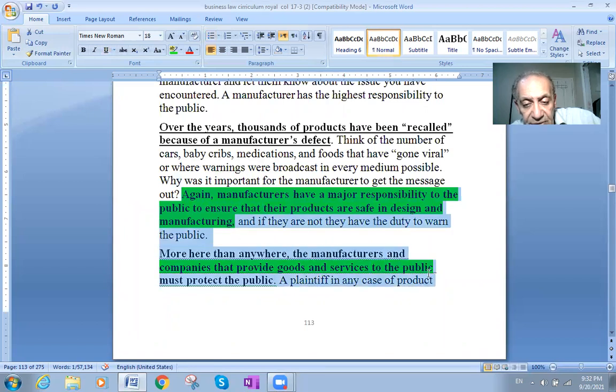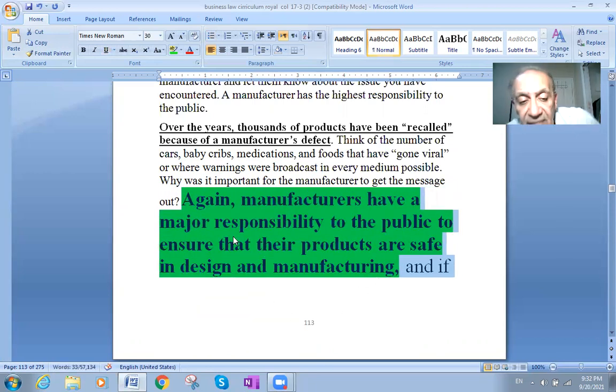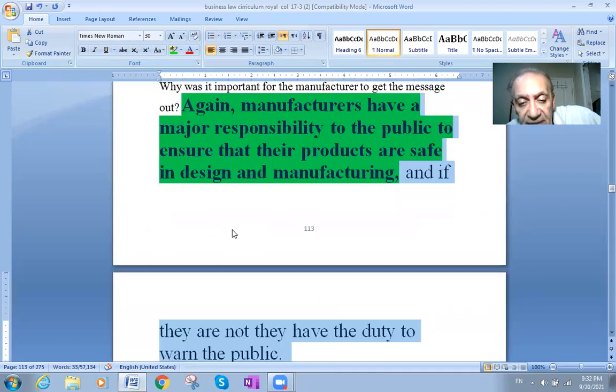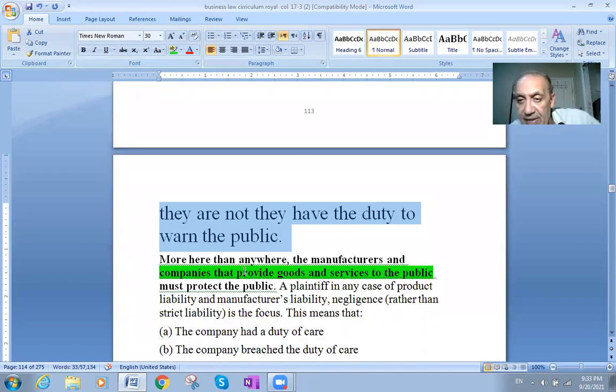Now we will take these two sentences. Manufacturers have a major responsibility to the public to ensure that their products are safely designed and manufactured. If they are not, they have the duty to warn the public. So if I produce a product, business law tells me to let people know about this product honestly, without telling them lies. If this product harms people, then I have to withdraw it from the market and fix it.